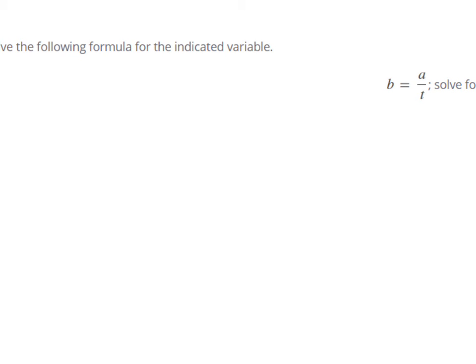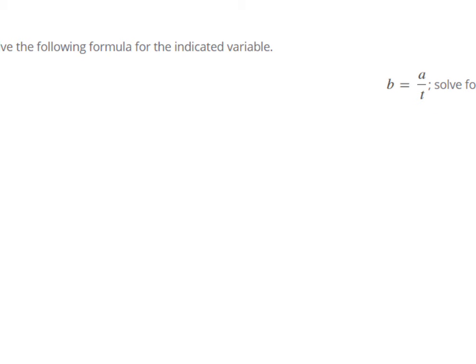All right, this one's a little sneakier. It says B is equal to A over T, and I'm supposed to isolate the T. The problem is that the T is down in the denominator. And I don't want my T to be in the denominator. I don't want it to be fractional. I just want T to be by itself.